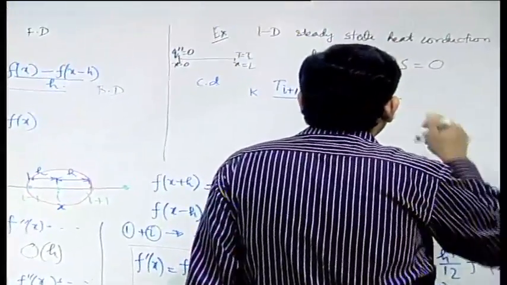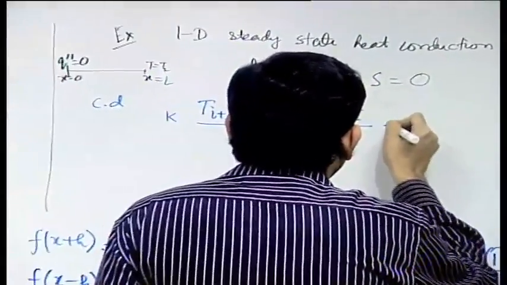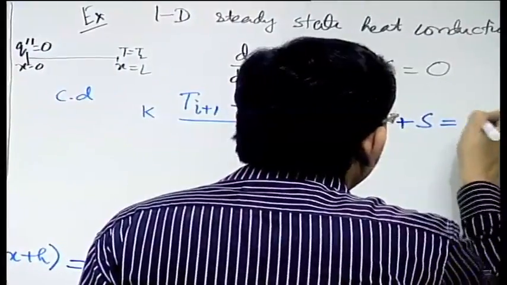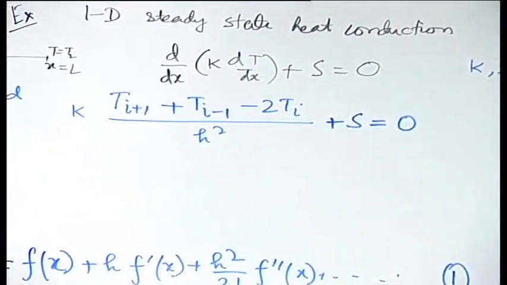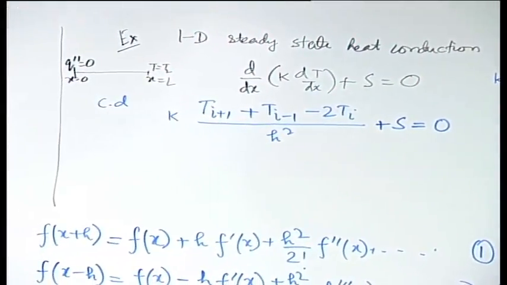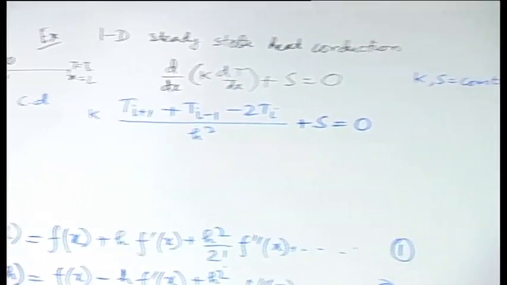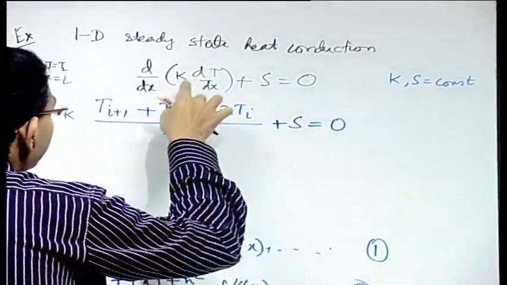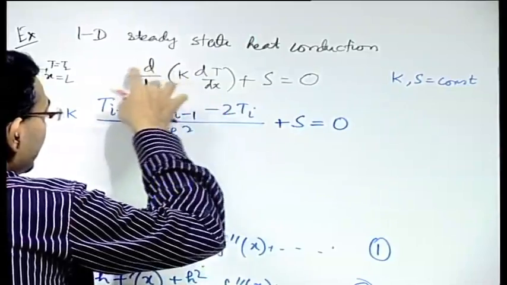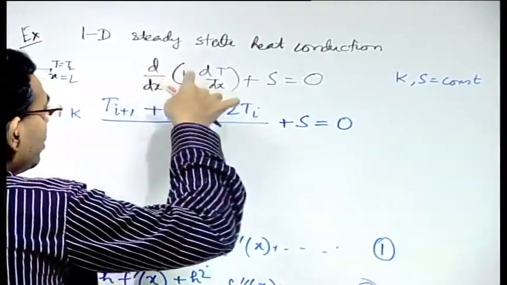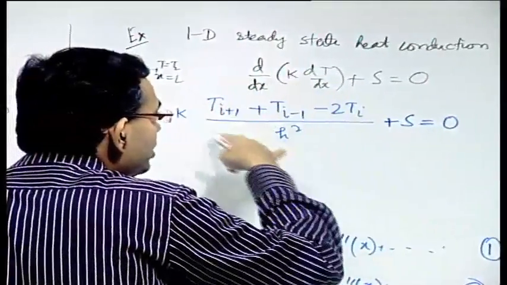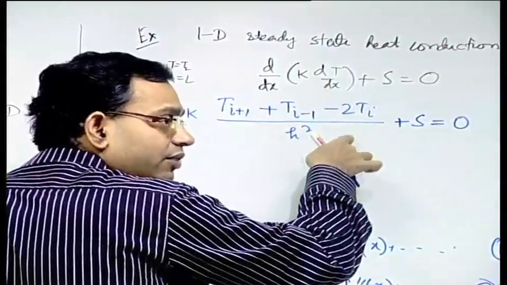Then, plus s equal to 0. So, what we have basically done is, since k is a constant, we have taken it out of the derivative. So k d square T dx square: in place of d square T dx square we have written the difference expression.